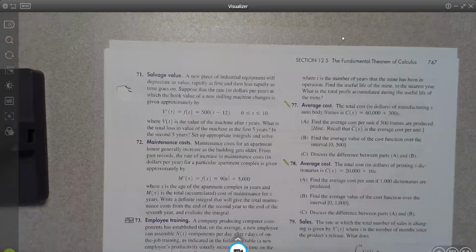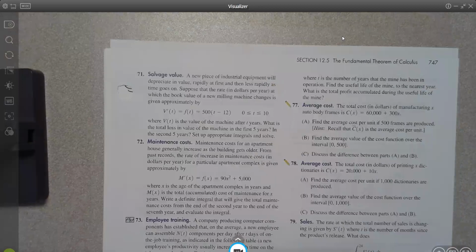I guess the biggest thing is I want to see the setup for it. We've got a new piece of industrial equipment that will depreciate in value rapidly at first, then less rapidly as time goes on. Suppose that the rate in dollars per year at which the book value of a new milling machine changes is given approximately by this function, where V of t is the value of the machine after t years. So what's the total loss in the value of the machine in the first 5 years?